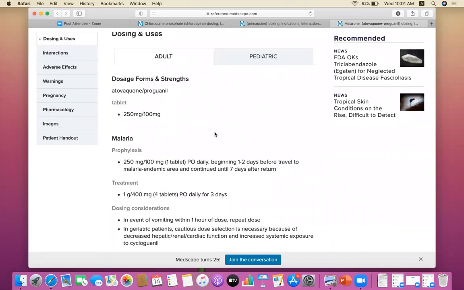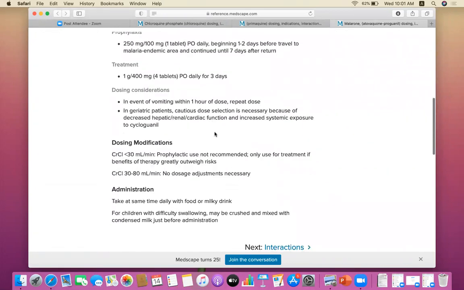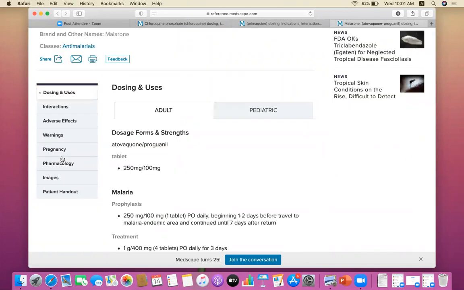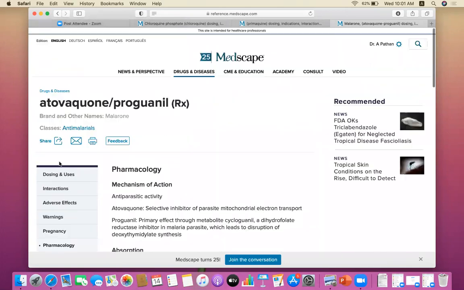It is used in the malaria. This is a dose. As per this, we will see the pharmacology.